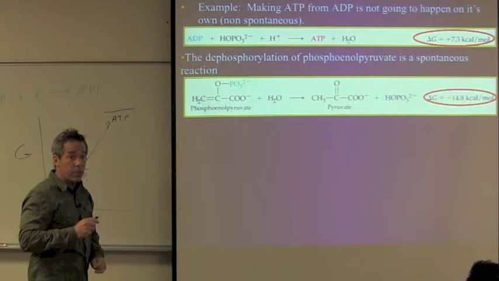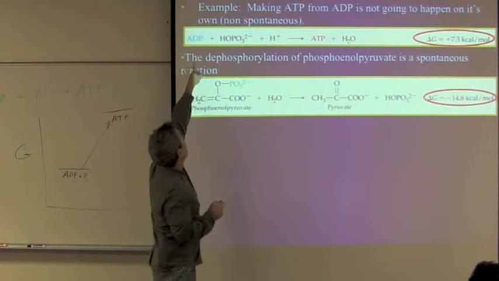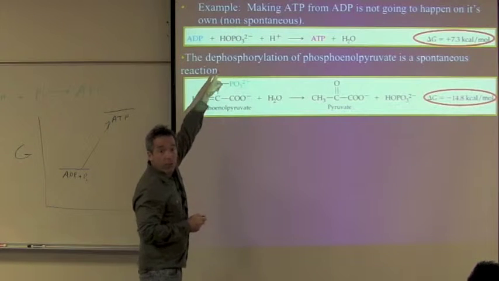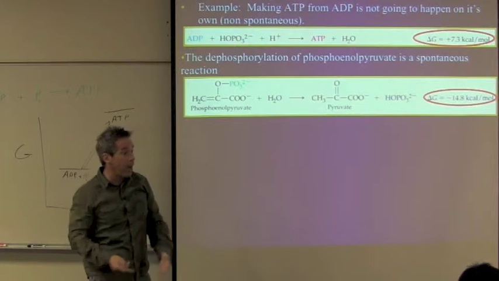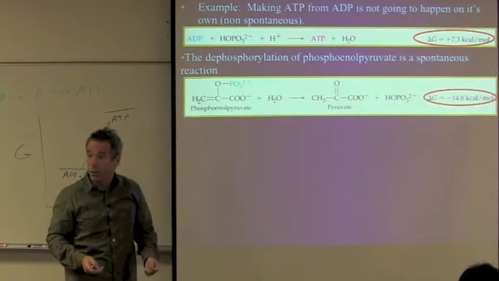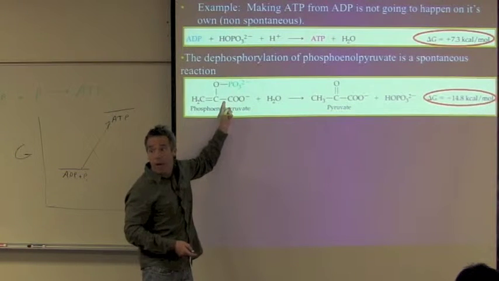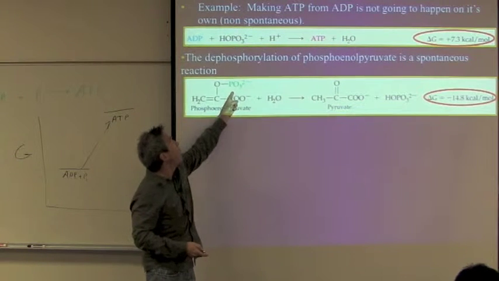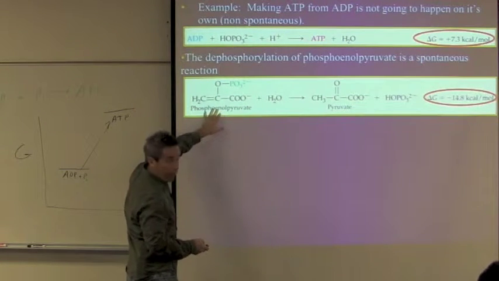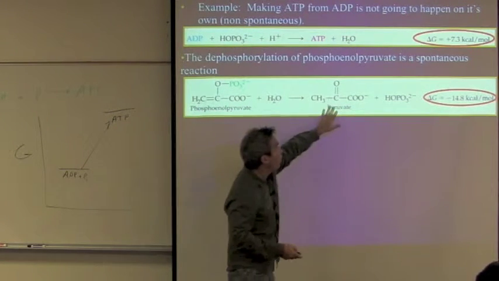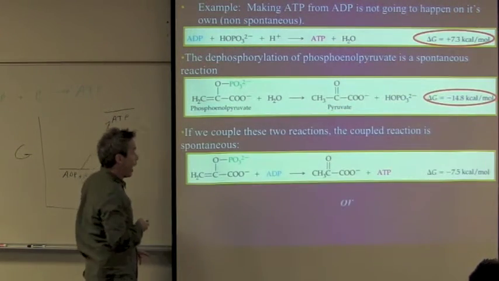So the metabolic strategy would be this. Combine these two processes. This ADP that's going to get a phosphate in the top reaction, instead of getting the phosphate from a phosphate ion that might be diffusing around in the solution, gets this phosphate from this molecule when it reacts. So this phosphate is transferred to the ADP to get ATP. When the phosphate comes off phosphoenolpyruvate, you have pyruvate. So we do this reaction, and we call it a coupled reaction.